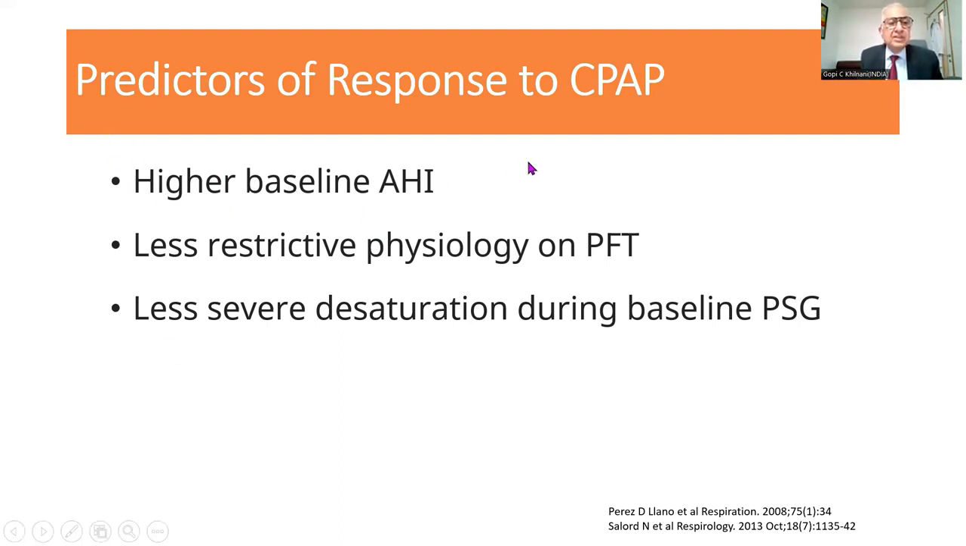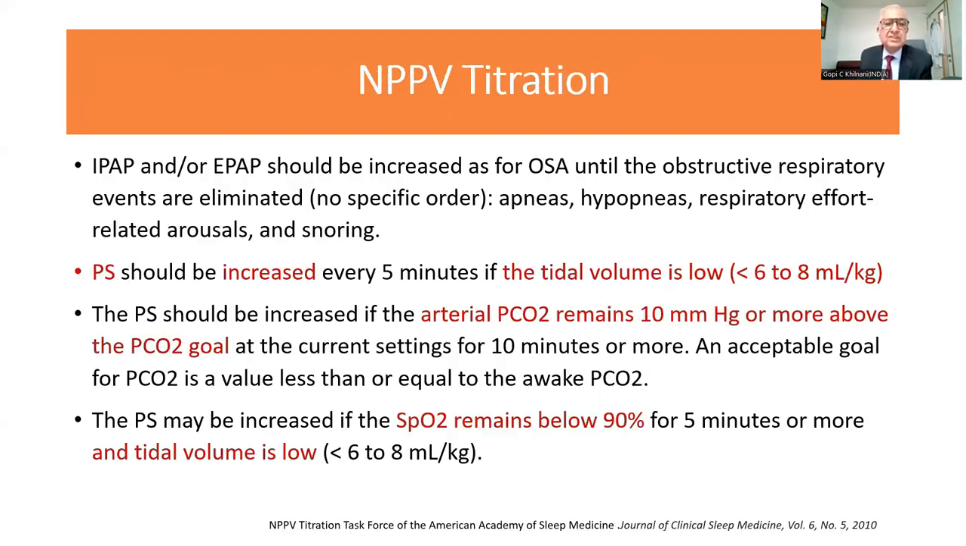So these people have a higher baseline AHI, a less restrictive physiology on PFT, and less severe desaturation. So the initial treatment of OHS is CPAP. Now, some patients will fail CPAP. Some patients will come in with acute type 2 respiratory failure, and CO2 will continue to be high, with the AHI high and the patient being symptomatic.